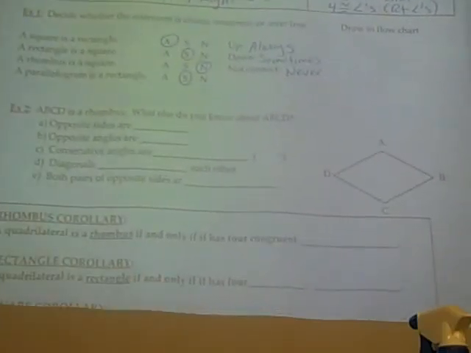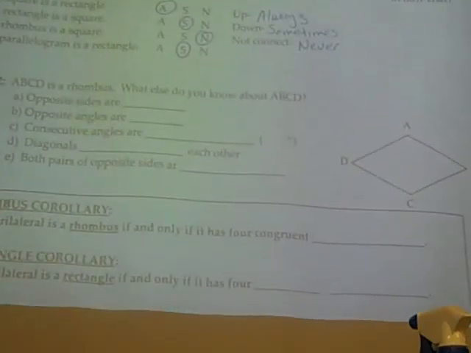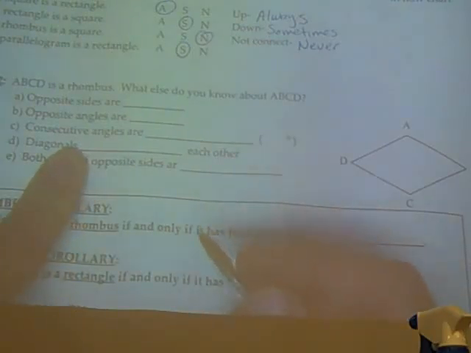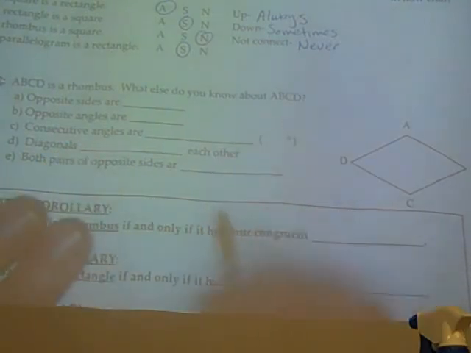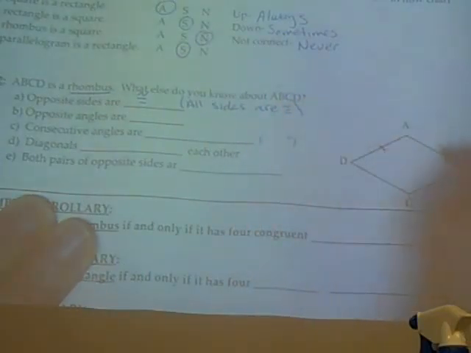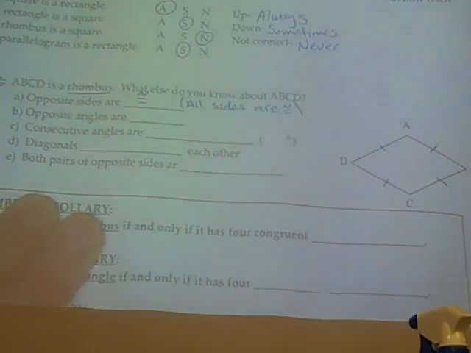So we'll scoot it up here a little bit more. Next, what do we know about this? ABCD is a rhombus. What else do we know about ABCD? Well, first of all, we know that opposite sides are congruent. And actually, because it's a rhombus, we can say that all sides are congruent. So right away, we can go ahead and tick mark all four segments.